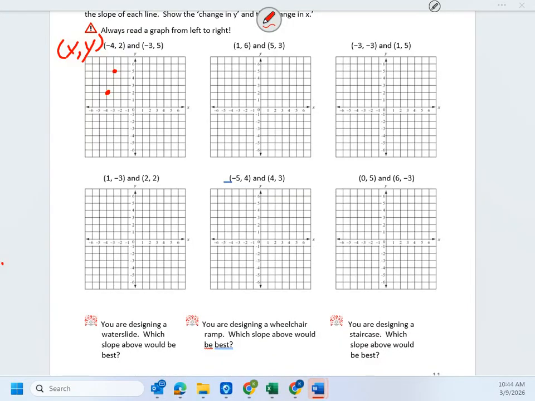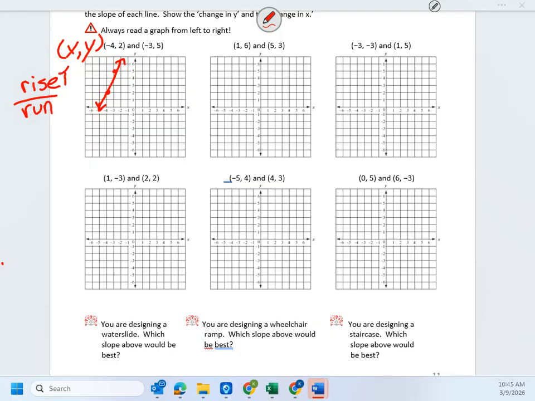And now I need to draw my line. Remember, I want to do a line, not a segment. So I'm not just connecting the two points, that's a segment. I need to go beyond the two points and put my arrows because that line continues on. So when you plot your two points, make sure you connect them with a line, not a segment. That's our first step.